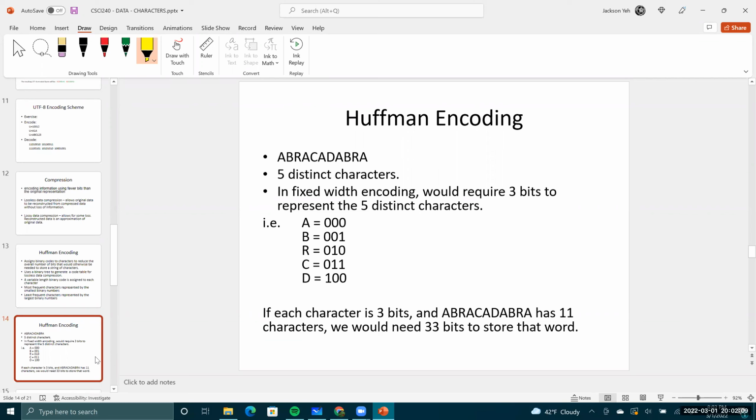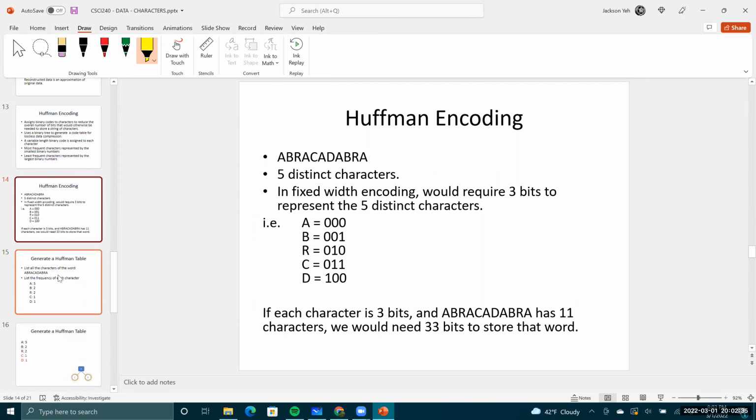So if each character is 3 bits and abracadabra has 11 characters, then you would need 33 bits to store the word abracadabra. Does everyone agree with me here? If abracadabra has 11 characters and each character is 3 bits, it's 11 times 3, so you have 33 bits that are needed. Keep that number 33 in the back of your head.